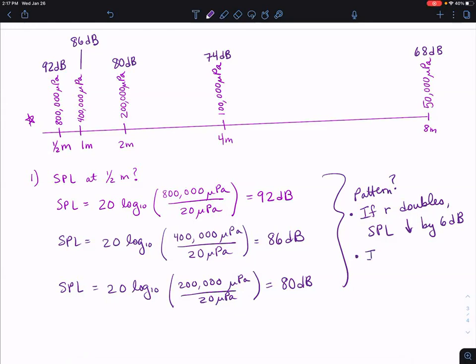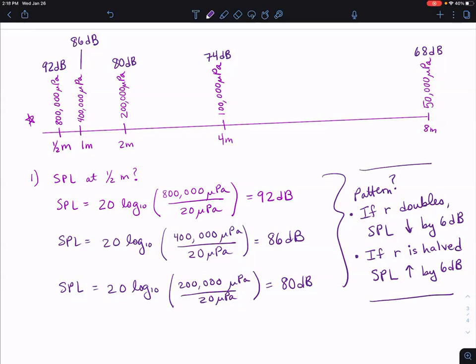Okay. Conversely, if R is half as much, if you come closer, then the sound pressure level increases by 6 decibels. So if you started out here at 8 meters for 68 decibels, then if you came in to 4 meters, you would add 6 to get 74. And if you came in half again, you would add 6, etc. Okay, so that's our rule for those.